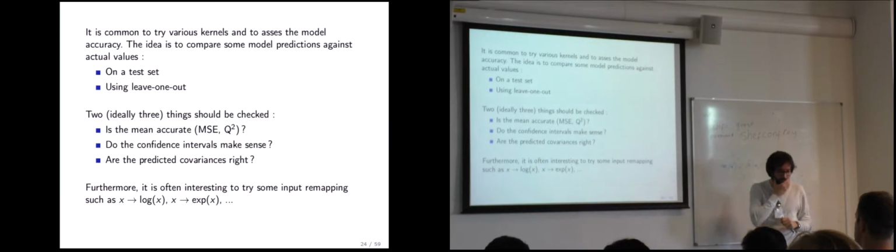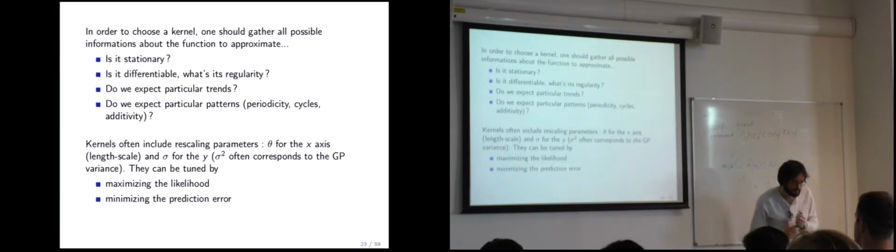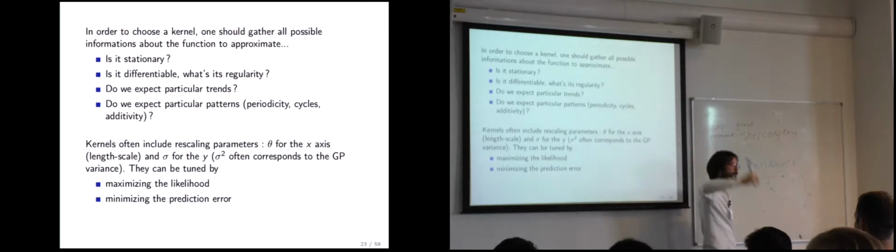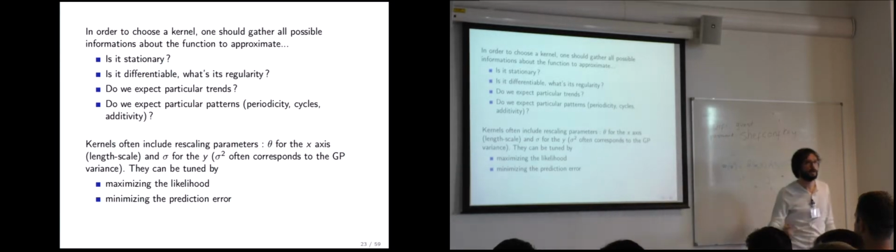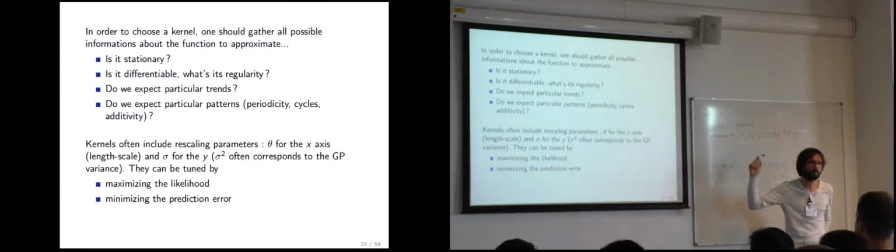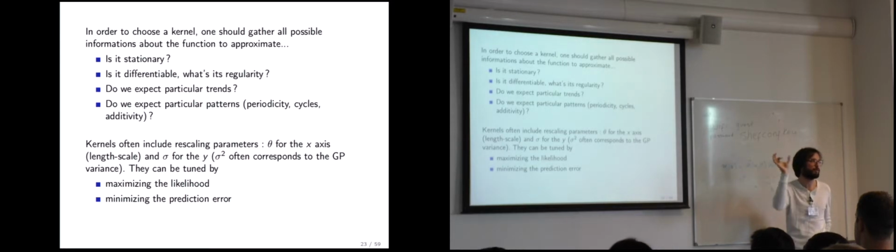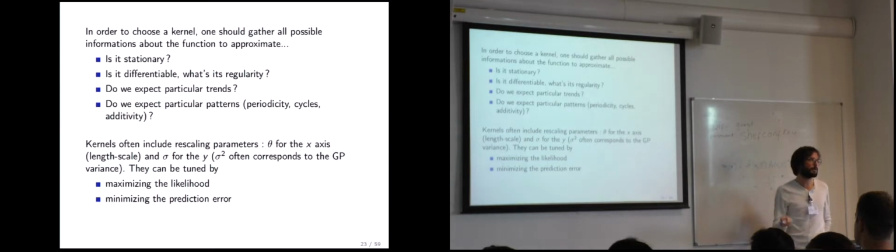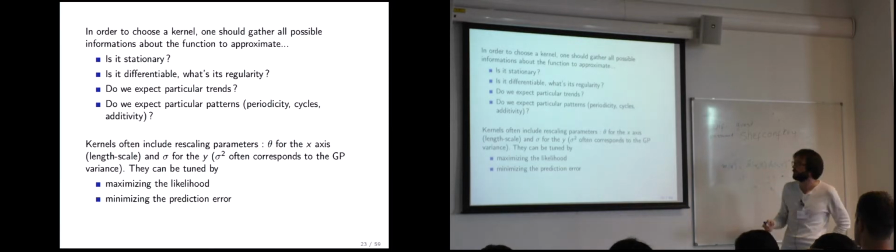One of the things I was first asking is: is the function I want to approximate stationary? Most of the kernels I was showing before are stationary kernels. They were a function of the difference between the two inputs. And in practice, we like to work with these kernels because they have fewer parameters than non-stationary kernels, because then you have to characterize the non-stationarity.